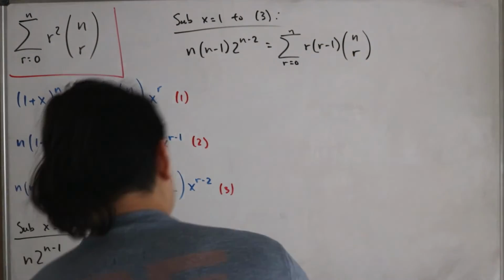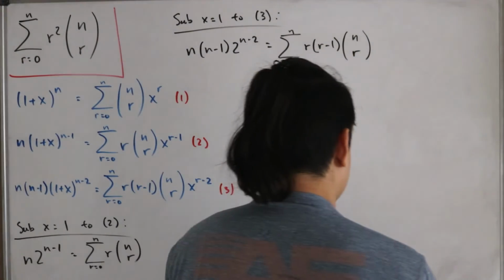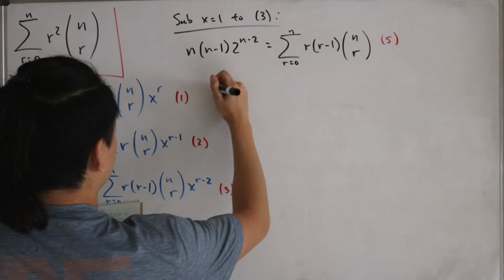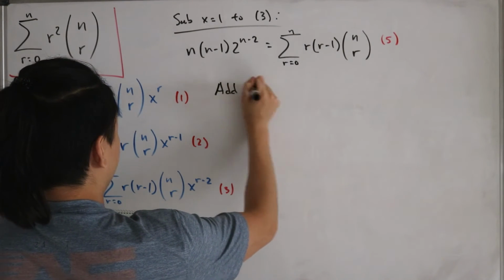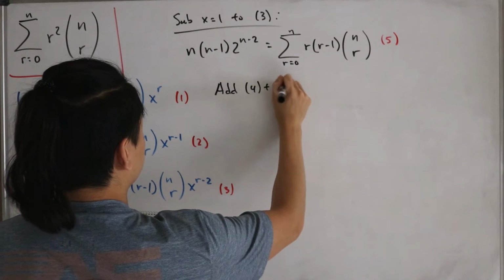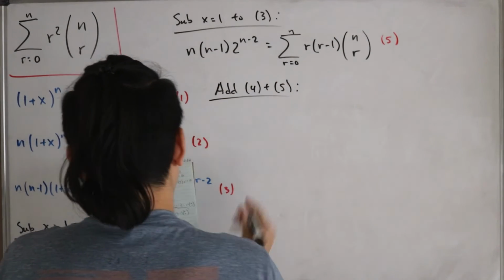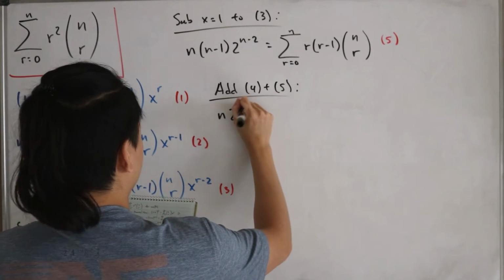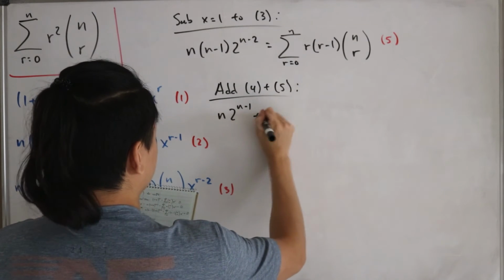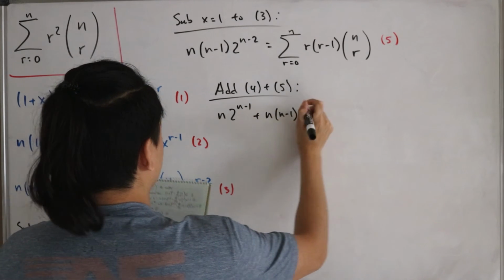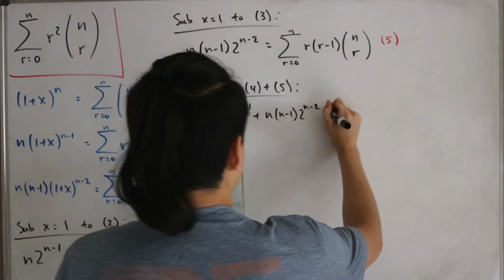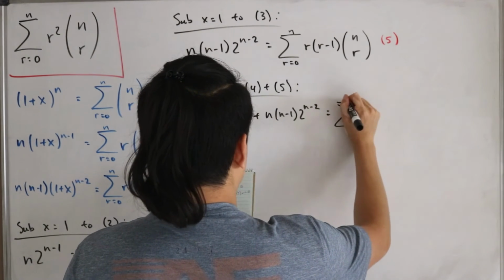Okay, so let me label these two things that we substitute as equations 4 and 5. Then the next thing we're going to do is add equations 4 and 5 together. Doing so, we're going to have n times 2 to the power n minus 1, add this with n times n minus 1 times 2 to the power n minus 2, then set this equal to our sums.